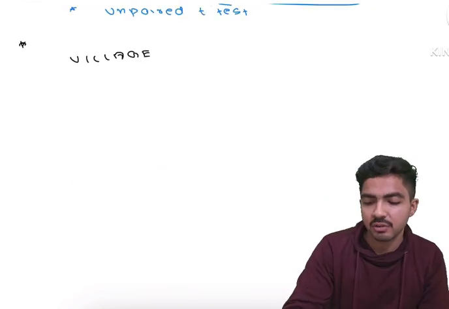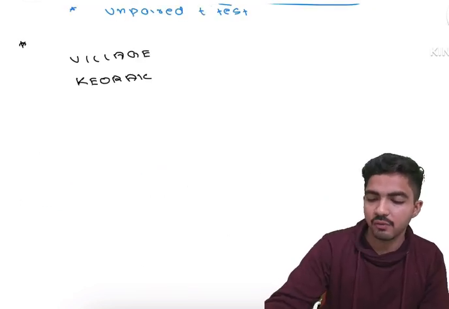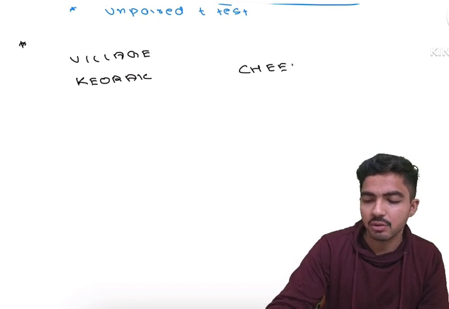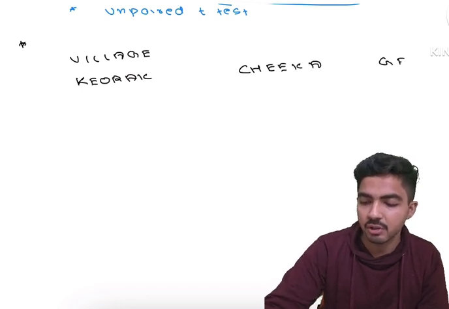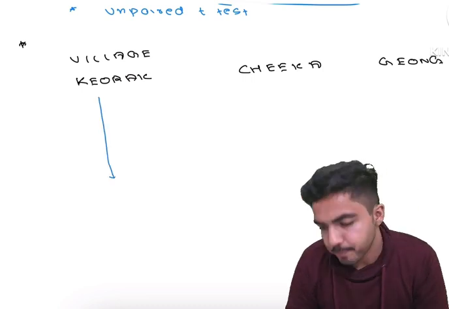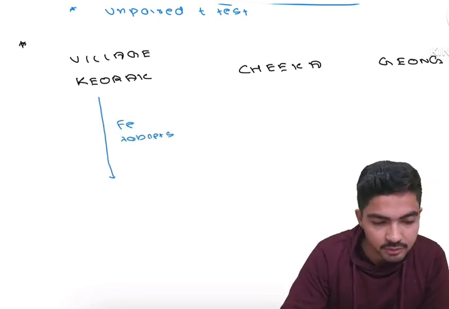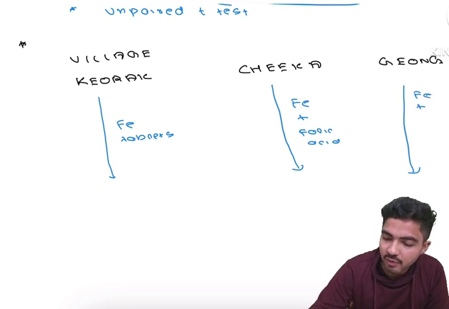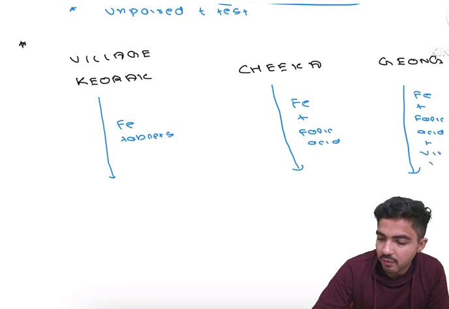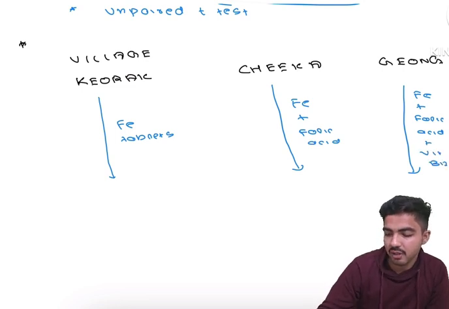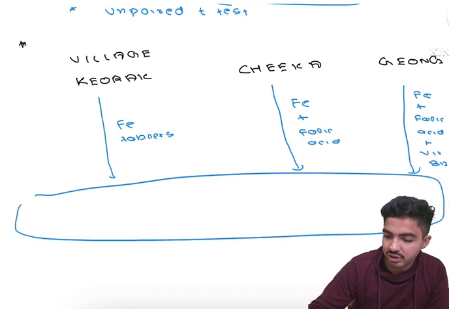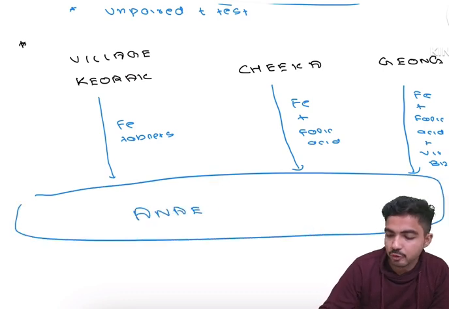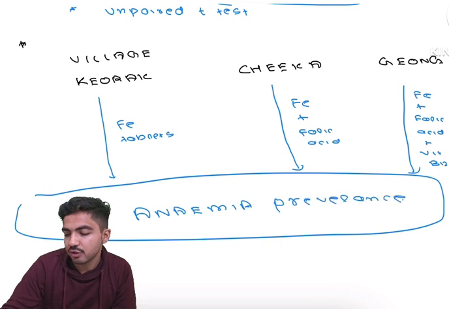There are three villages. The village names are Kyodak, Chika, and Gyeong. In the village Kyodak, the females were given iron tablets, in Chika iron plus folic acid tablets, and in Gyeong I gave iron, folic acid and vitamin B12. After giving these interventions, I have to compare the prevalence of anemia. Tell me what test will you apply?